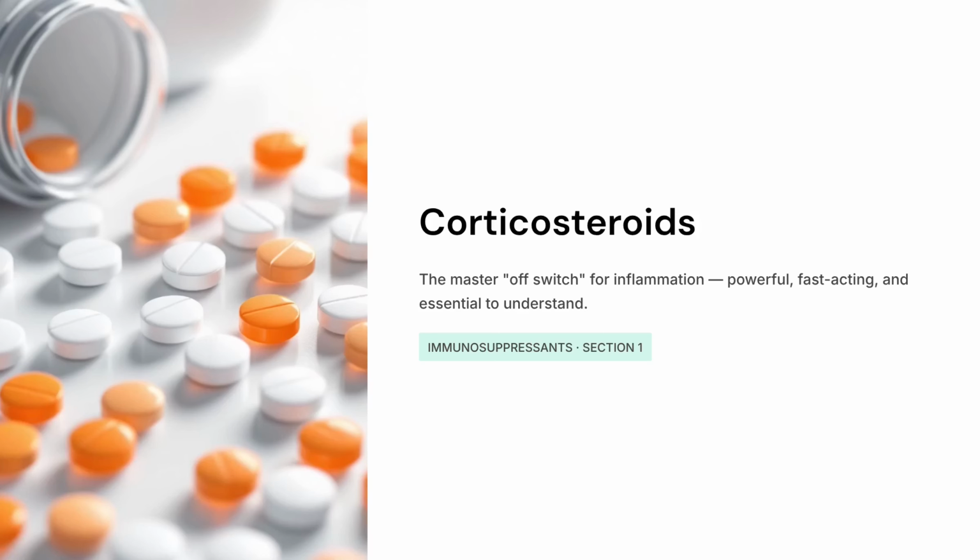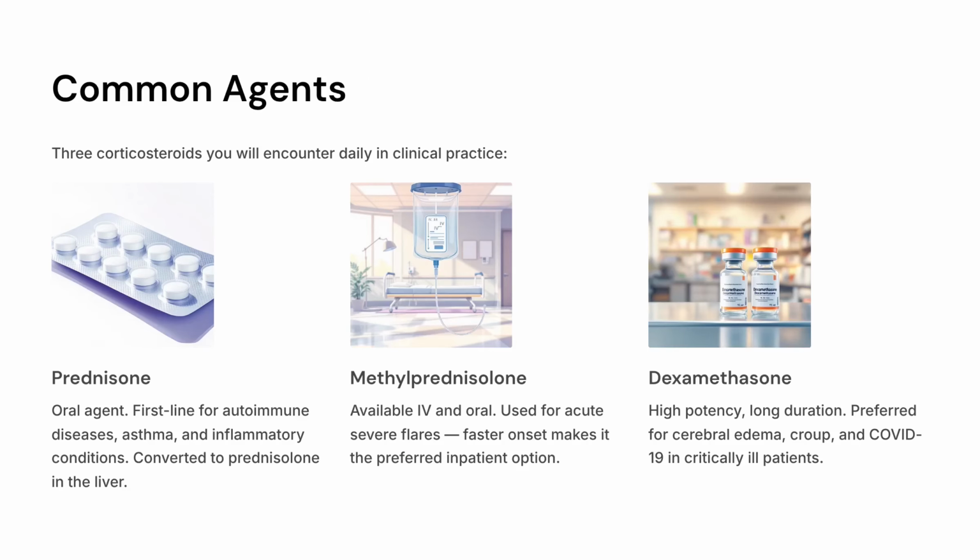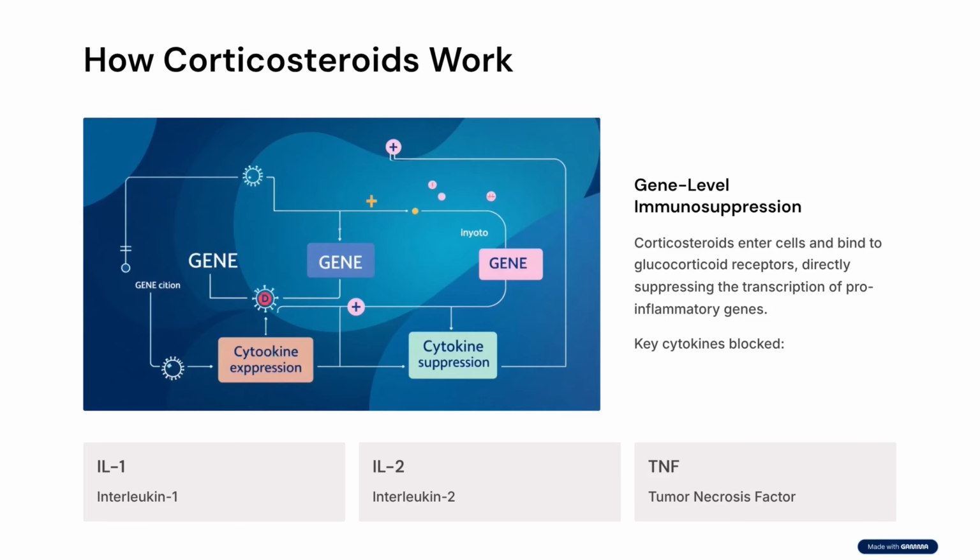Let's start with corticosteroids. Examples include prednisone, methylprednisolone, and dexamethasone. These drugs work at the gene level. They reduce cytokines like interleukin-1, interleukin-2, and TNF, tumor necrosis factor. Think of steroids as the master-off switch for inflammation.